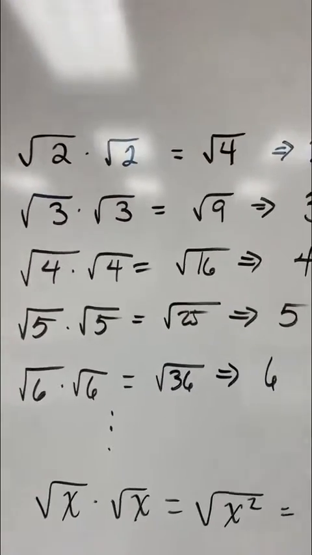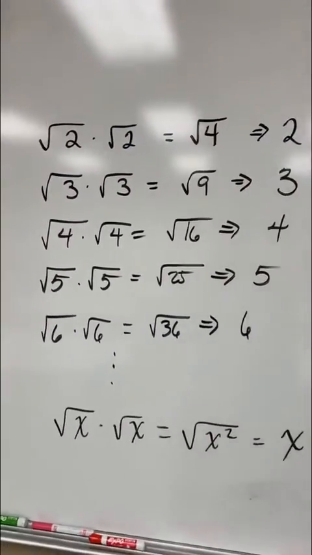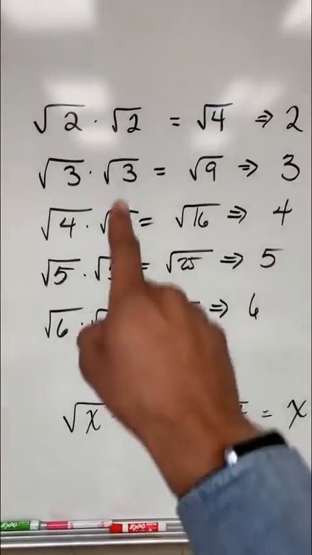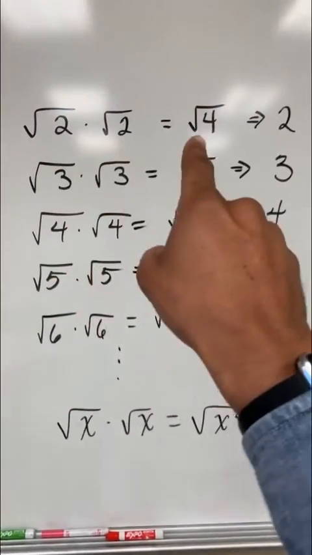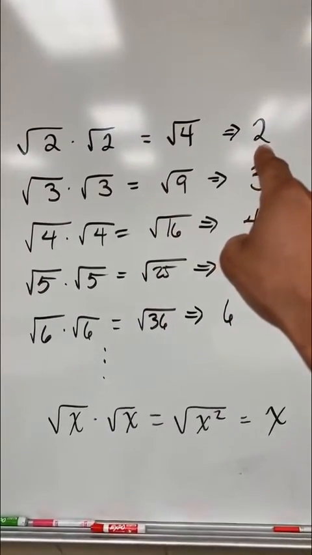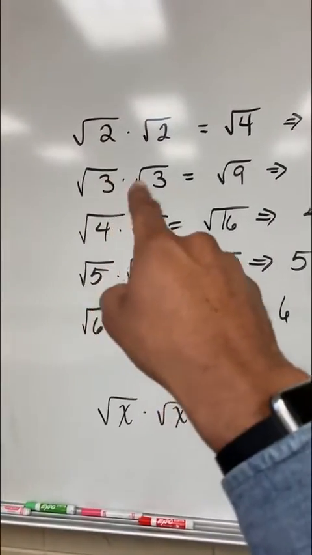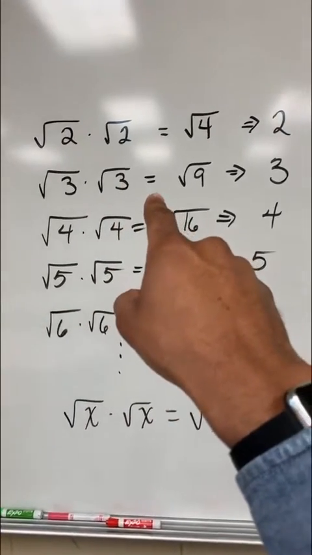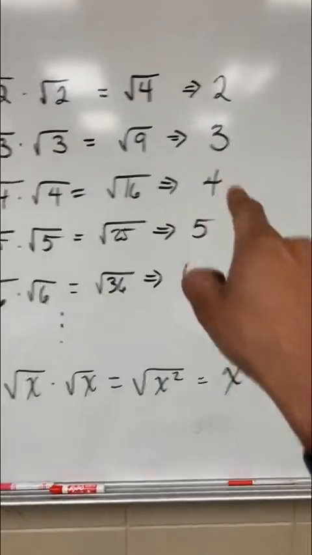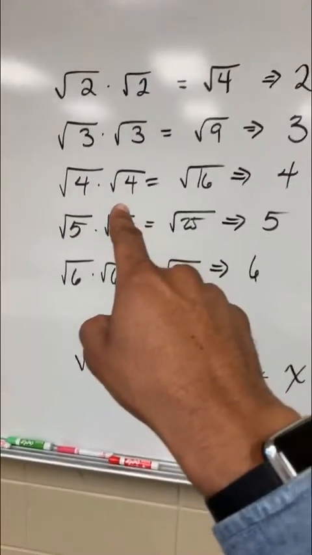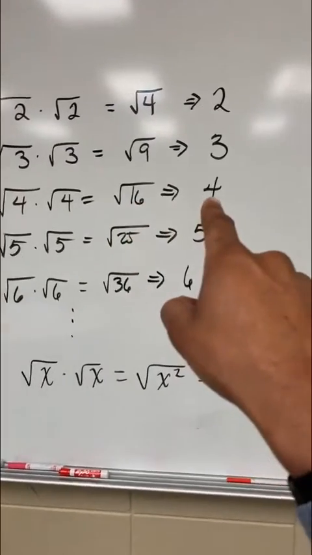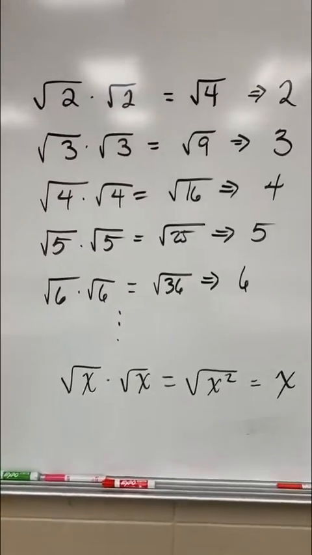Before I move forward with the rest of this, I want you to see if you notice any type of pattern. Right here I have the square root of 2 times the square root of 2 is the square root of 4, but the square root of 4 is equal to 2. The square root of 3 times the square root of 3 is equal to the square root of 9, but the square root of 9 is 3. The square root of 4 times the square root of 4 is the square root of 16, but the square root of 16 is 4. Do you notice a pattern?